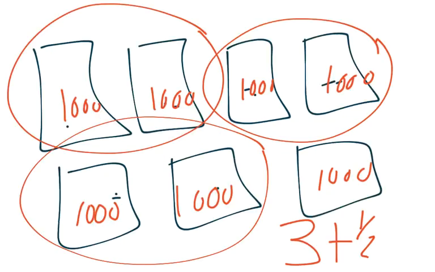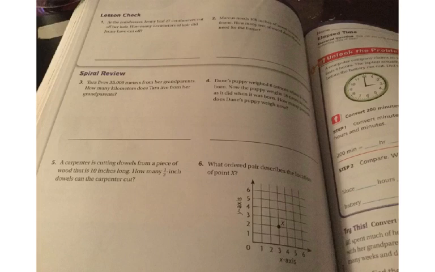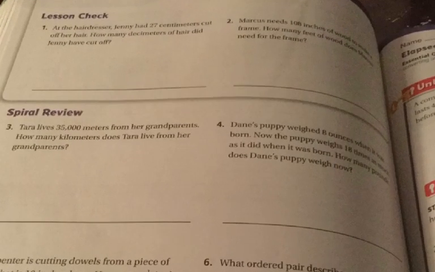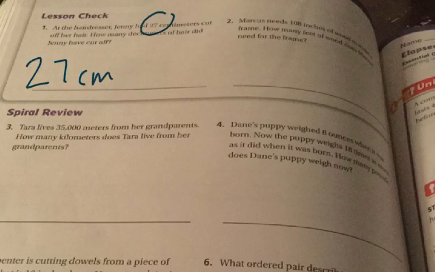Okay, now we're going to do our 6 questions that we normally do. I'm going to take a picture. Number 1 says, at the hairdresser, Jenny had 127, oh, sorry, it looked like it was 127, but just 27 centimeters cut off her hair. How many decimeters was that?